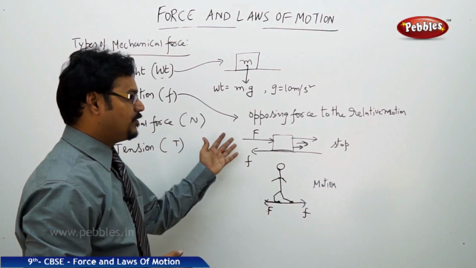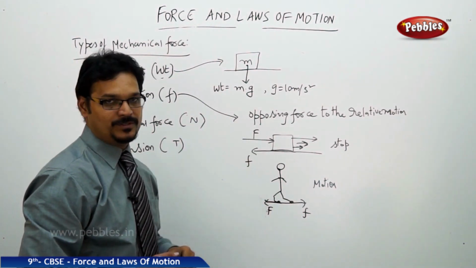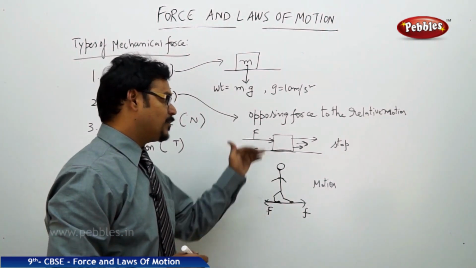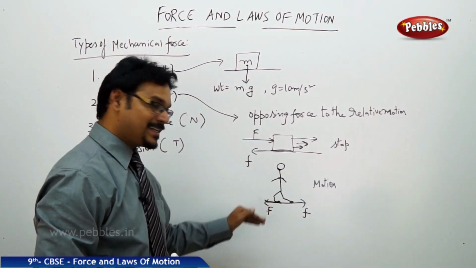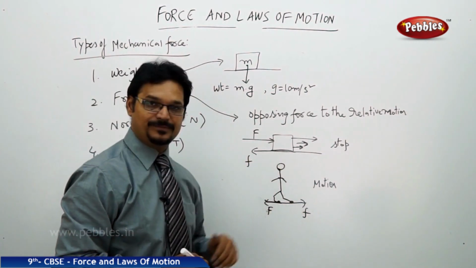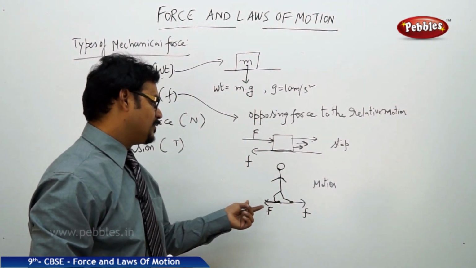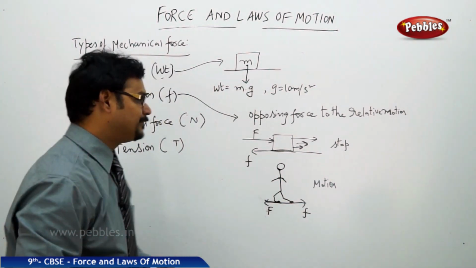So like that, frictional force is the force opposing relative motion. Relative motion means if you are in motion, it makes the body come to a stop. If you are at rest, it makes the body come into motion. That's what is called relative motion. Okay, and the frictional force symbol is small f.